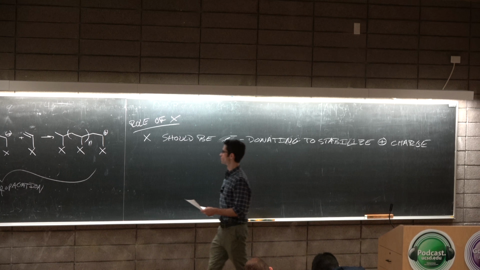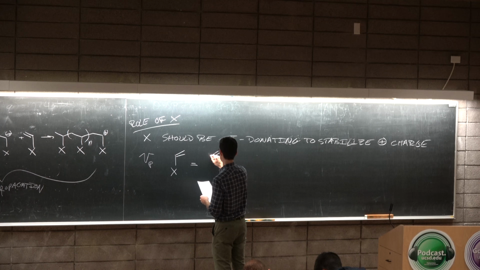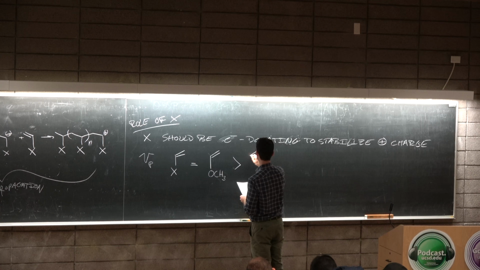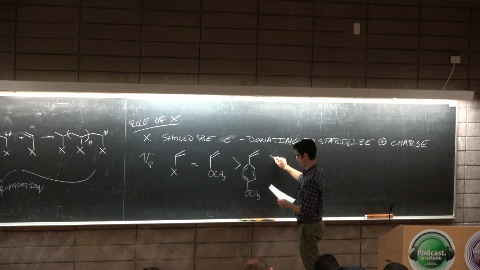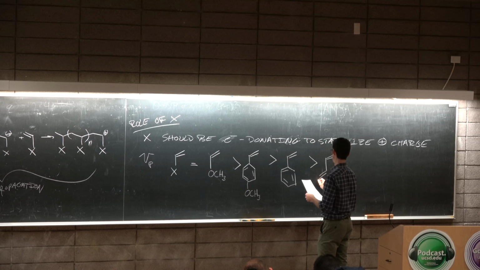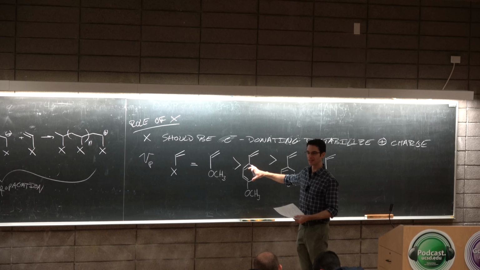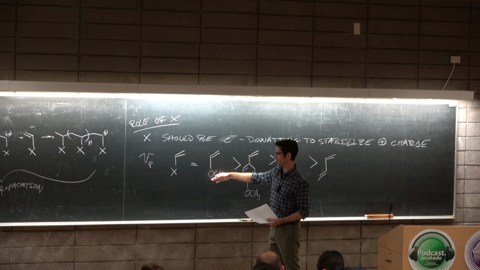So if we look at the rates of propagation for vinyl X, O-methyl, this is a methyl ether, is greater than this para-methoxy-phenyl substituent, which is better than just plain styrene, which is better than butadiene. Ultimately what you need here is a lot of pi electrons that can donate into the double bond system. Oxygen atoms are good because they have two lone pairs of electrons that form what's called a resonance structure that can stabilize the positive charge.